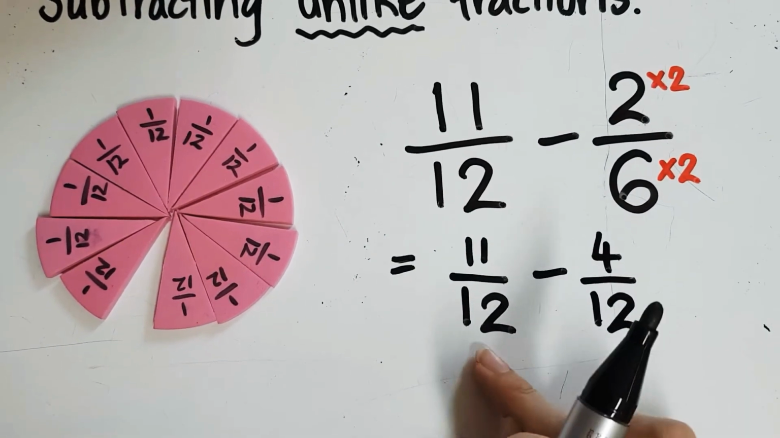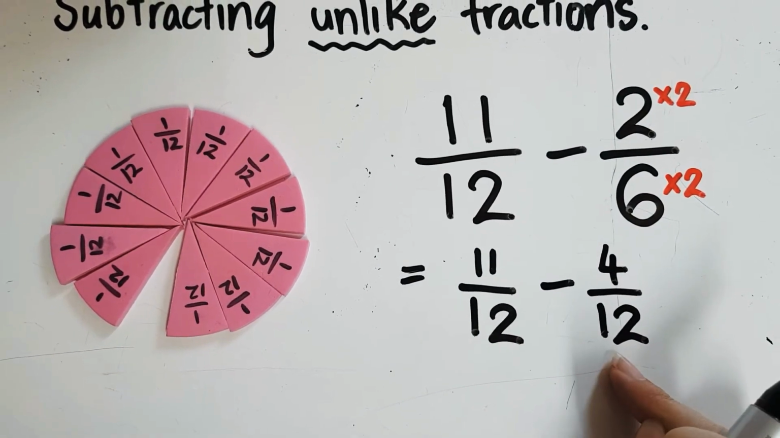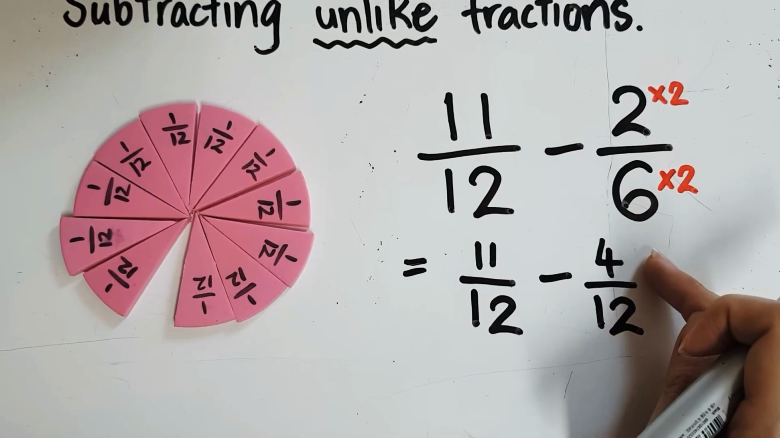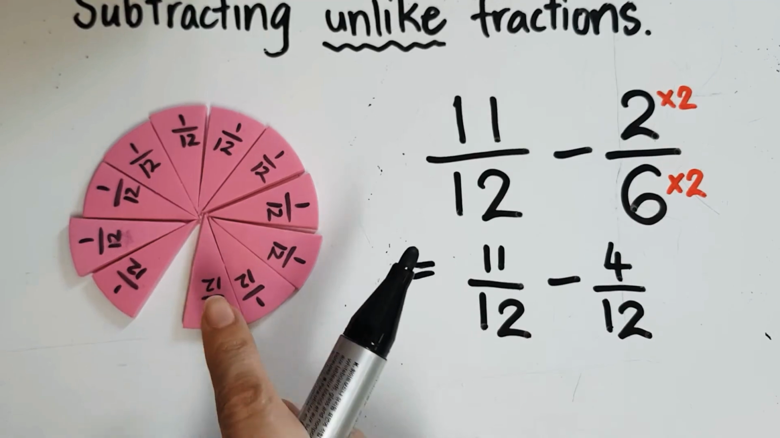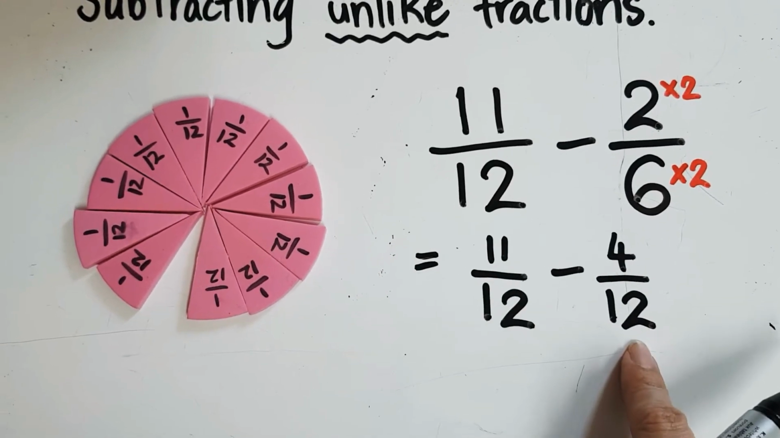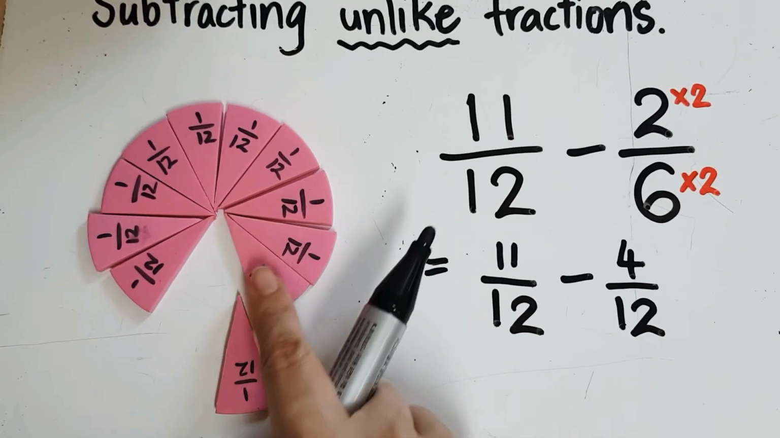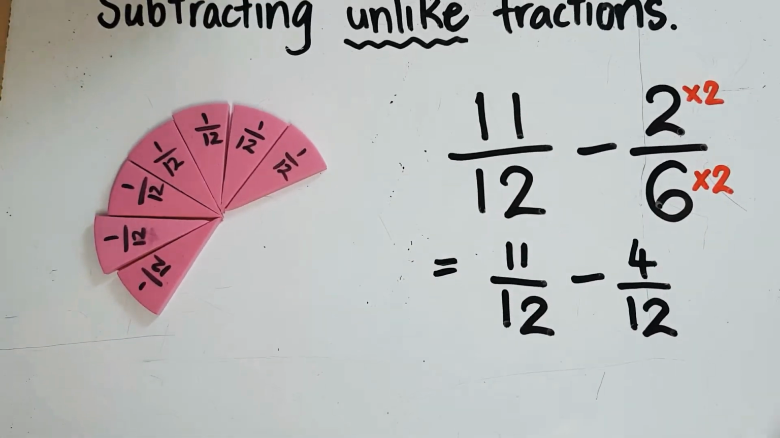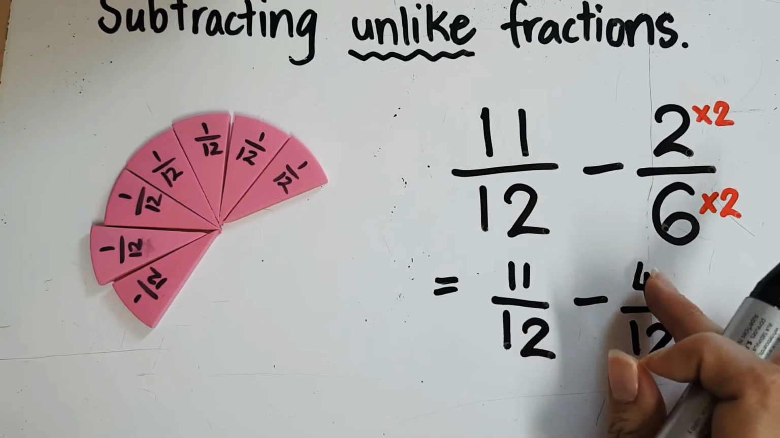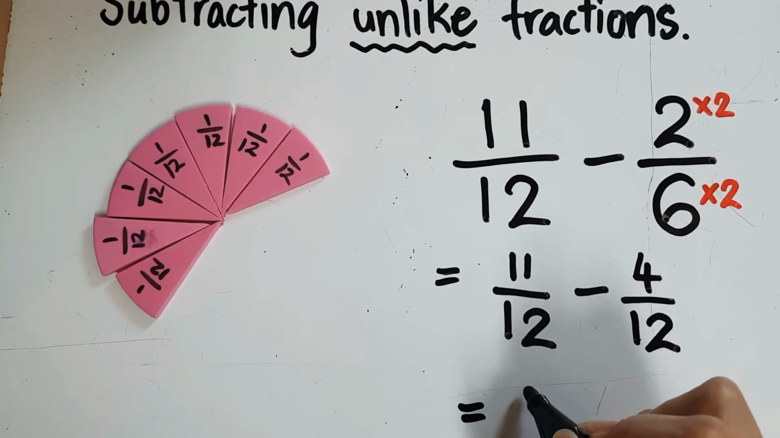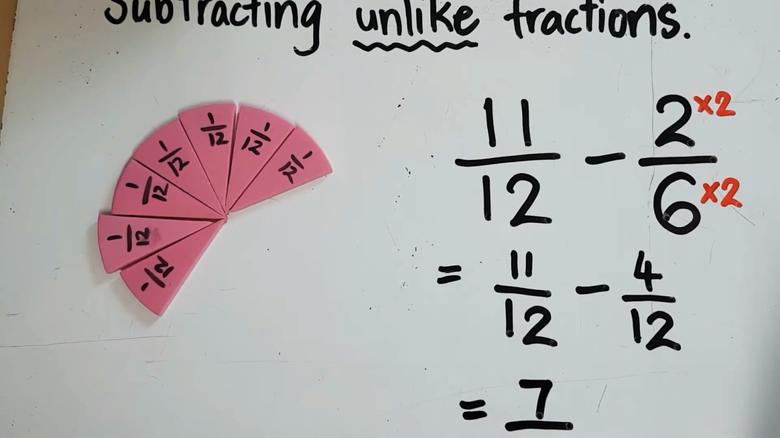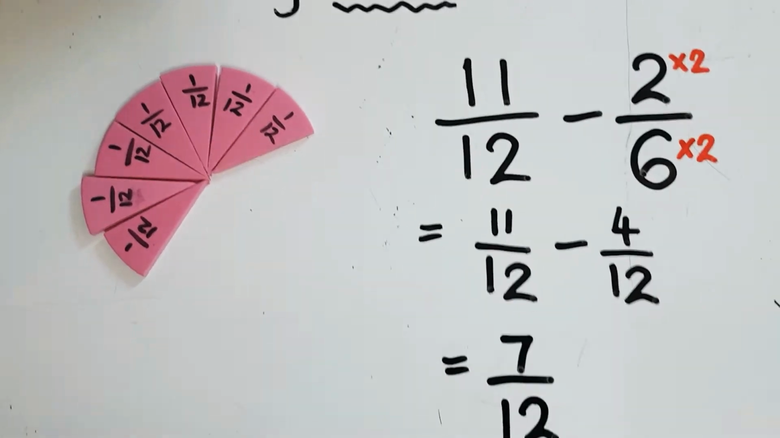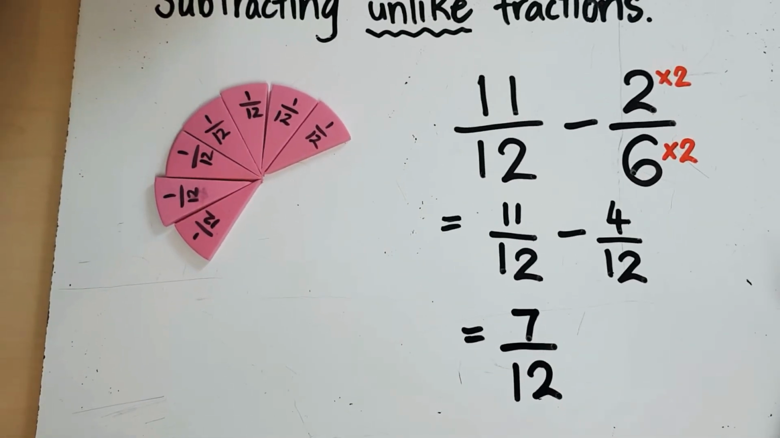Now as you can see, once they have the same denominator, now it's easy to do. I have 11 pieces of 12s here, and I want to take away 4, which I can easily do because these are 12s, and I want to take away 12s. So I'm going to take away 4 pieces, 1, 2, 3, 4. I'm going to take away 4 12s. So 11 minus 4 is 7, and then still 7 pieces of 12s. So I still have 7 12s.